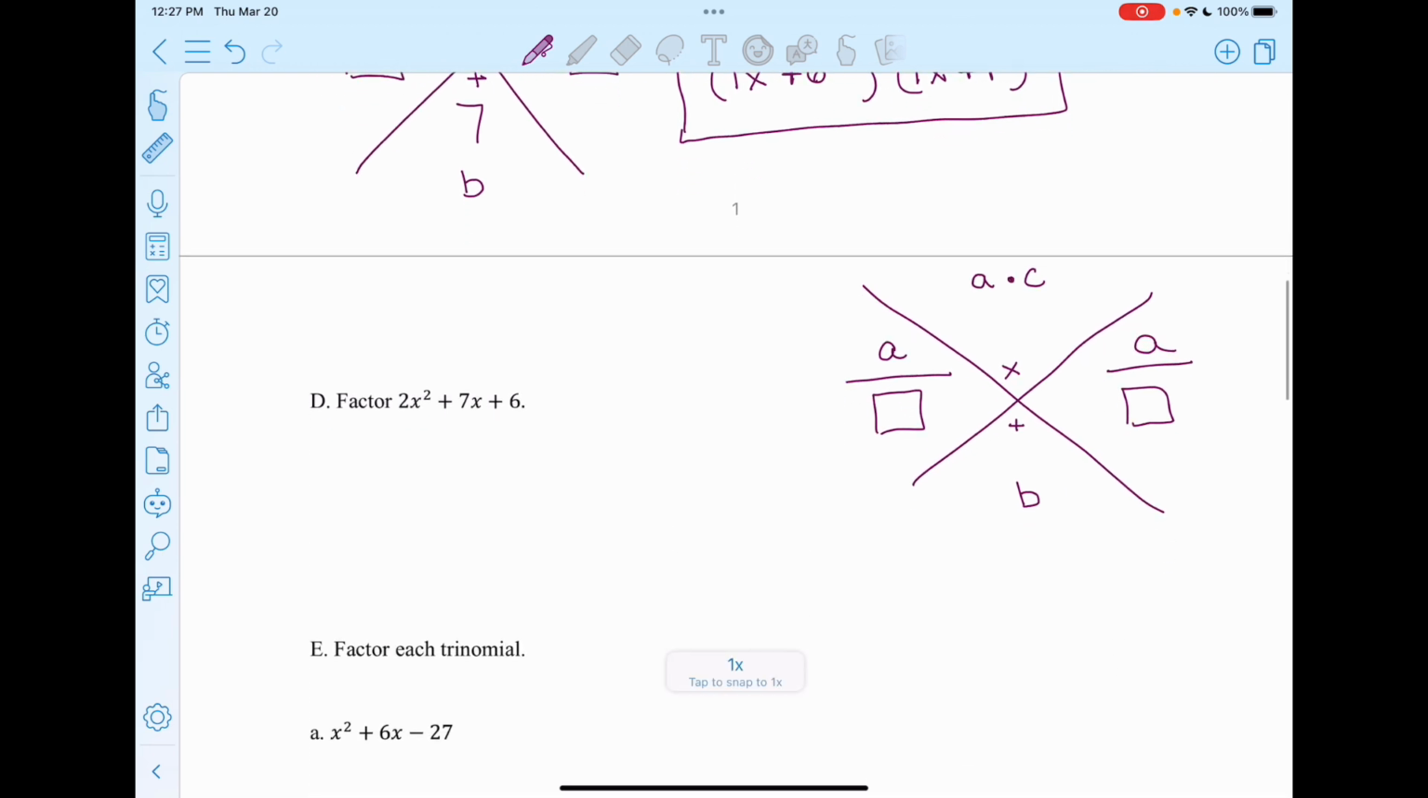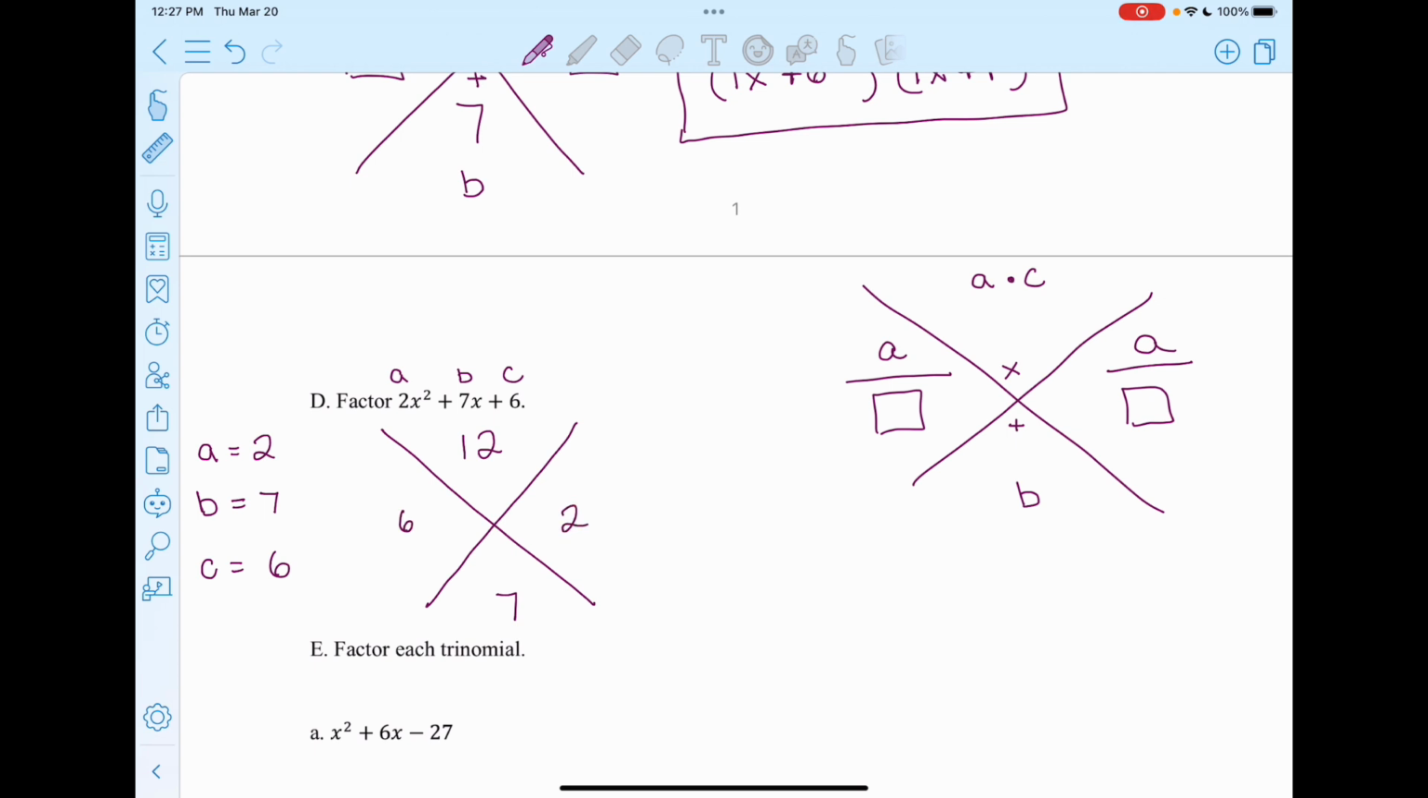So let's try this again. Here I'm going to label my a, b, and c. A is 2, b is 7, and c is 6. So on the top of my magic x, I'm going to do 2 times 6, which is 12. And on the bottom, I have 7. I'm thinking about two values that multiply to 12, but add to 7. I know that 6 and 2 multiply to 12, but 6 plus 2 is not 7. I know that 12 and 1 multiply to 12, but 12 plus 1 is not 7.